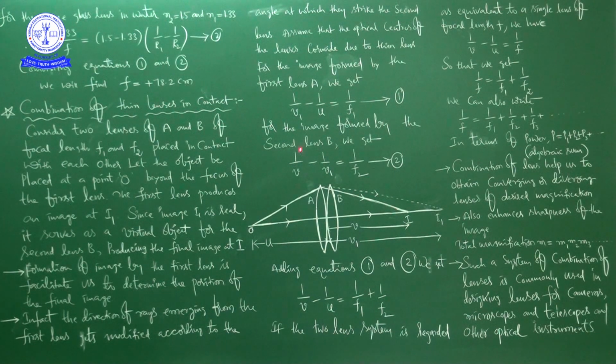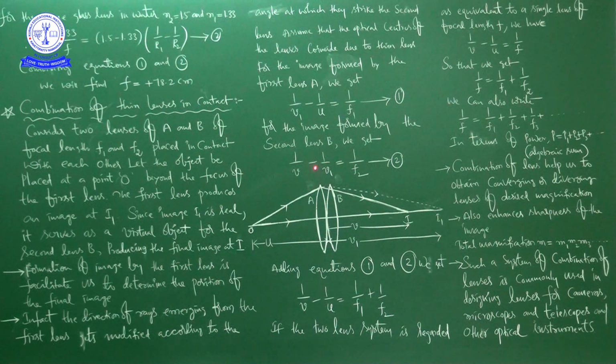See this, 1 by V minus 1 by V1 is equal to 1 by F2. It is equation number 2. Only one formula, 1 by V minus 1 by U is equal to 1 by F. First we applied it for the first lens and then for the second lens, so that we are getting two equations, equation 1 and equation 2, right?